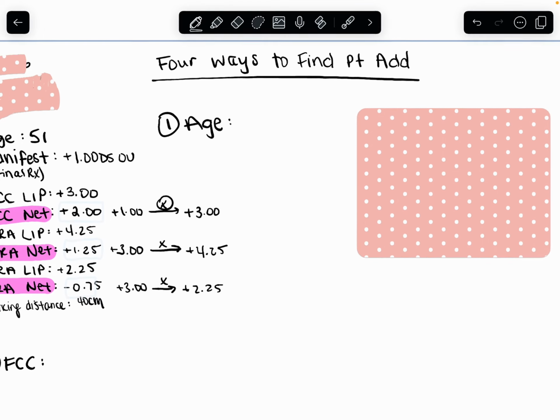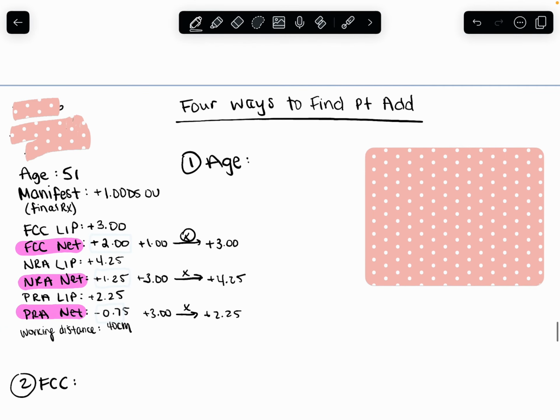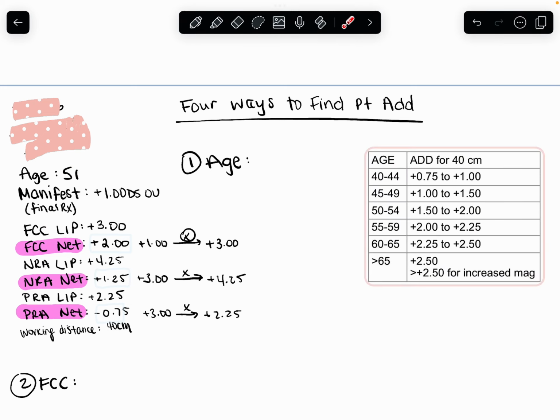So then the first way that we're going to find the patient's add is through age. So the patient is 51, as we were given in the demographics over here. So all you need to do is memorize this chart here. And as you can see, the add range is going to be from +1.50 to +2. They're 51, it's closer to 50, so we're going to stay with +1.50.